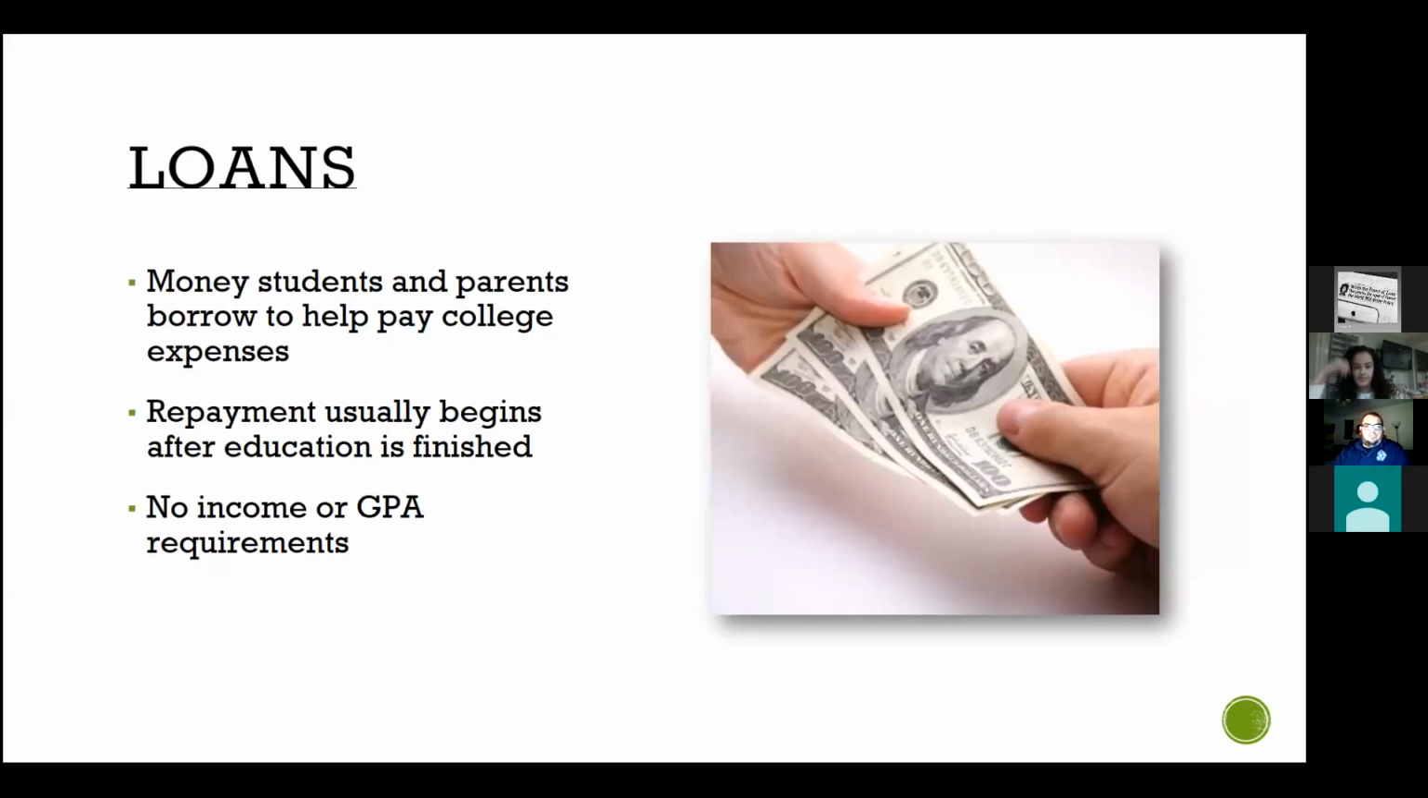Loans, usually the scary word that students and most parents kind of fear. Loans are money that you're borrowing to pay for your school. It's money that you have to pay back. You usually have to pay back 6 months after you graduate or you get kicked out, because it happens. But it's not required to be paid immediately.